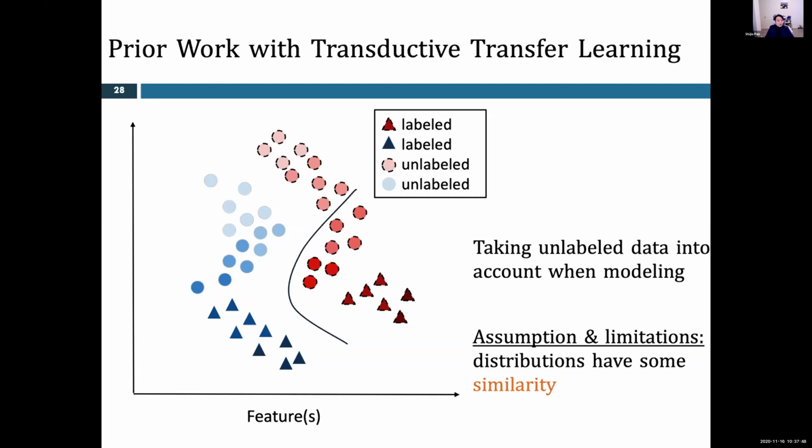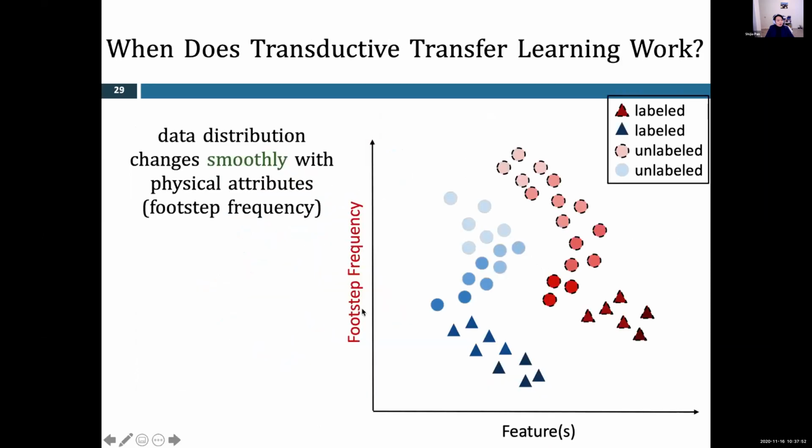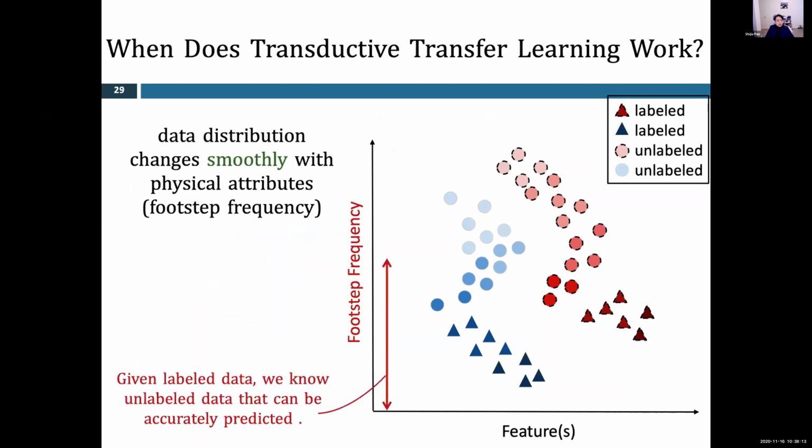So this is an observation, and let's revisit the other observation we made slightly earlier, where the data distribution changed smoothly with the physical attributes, in this case, a footstep frequency. So can we do something here? In fact, this knowledge allows us to know which part of the unlabeled data, given the labeled data, can be accurately predicted. For example, here, if the y-axis is footstep frequency, for the dark colored unlabeled data points, which are closer or very similar to the labeled data in terms of the footstep frequency, we'll be able to predict them accurately.